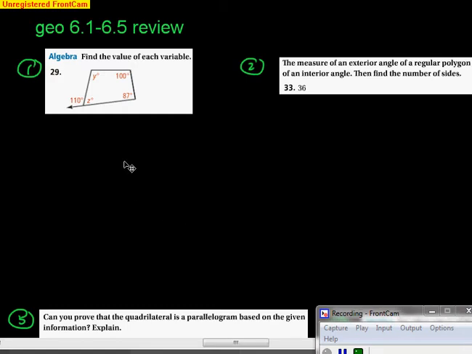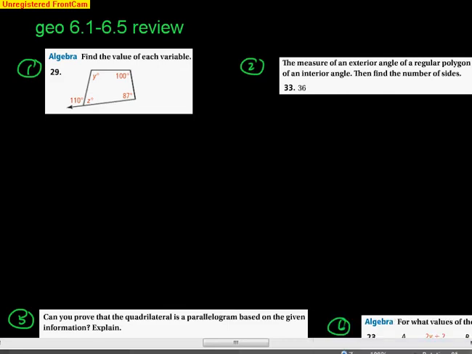Okay, number 1 here. Find the value of each variable. So this is coming from the section on interior and exterior angles. If I look here, first I need to find y and z. Z is an interior angle next to 110, which is an exterior angle. The relationship between an interior and exterior angle is that they are supplementary. Z plus 110 equals 180. Subtract 110. Z is 70. And I'm going to mark that in my picture that Z is 70.